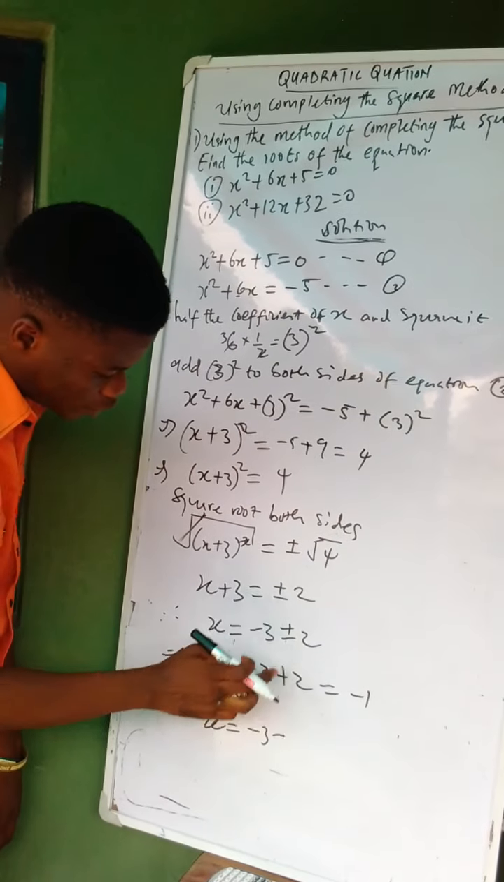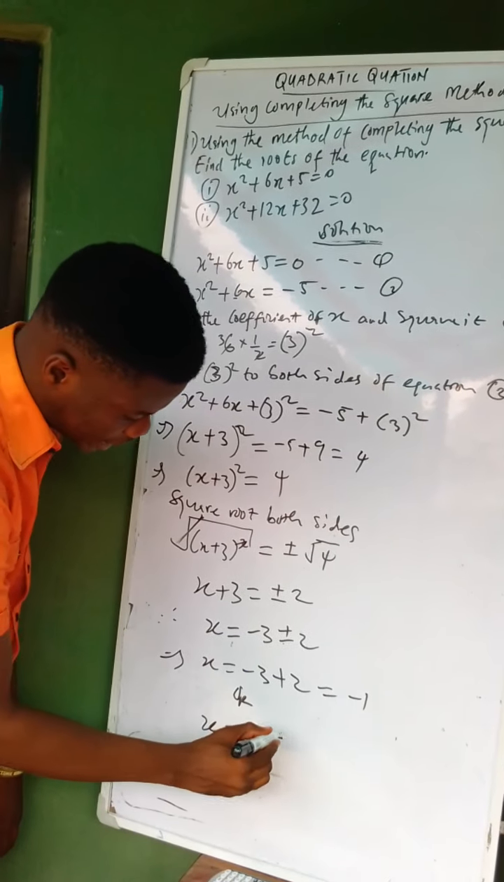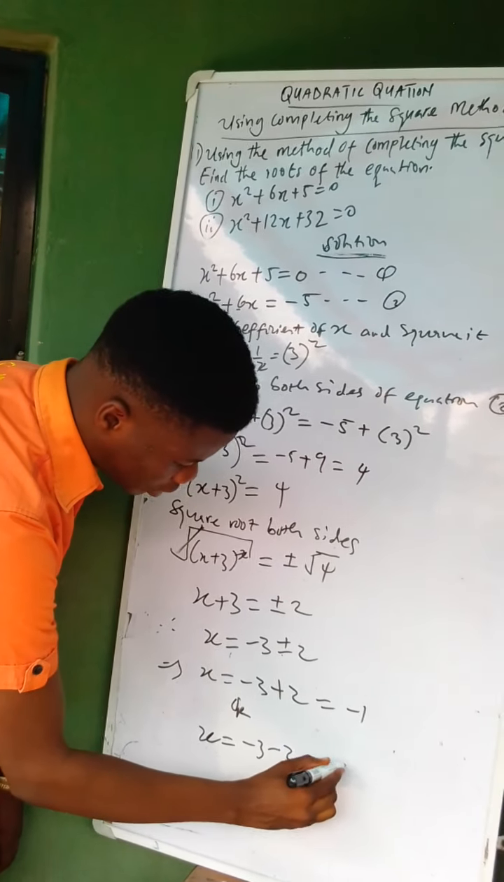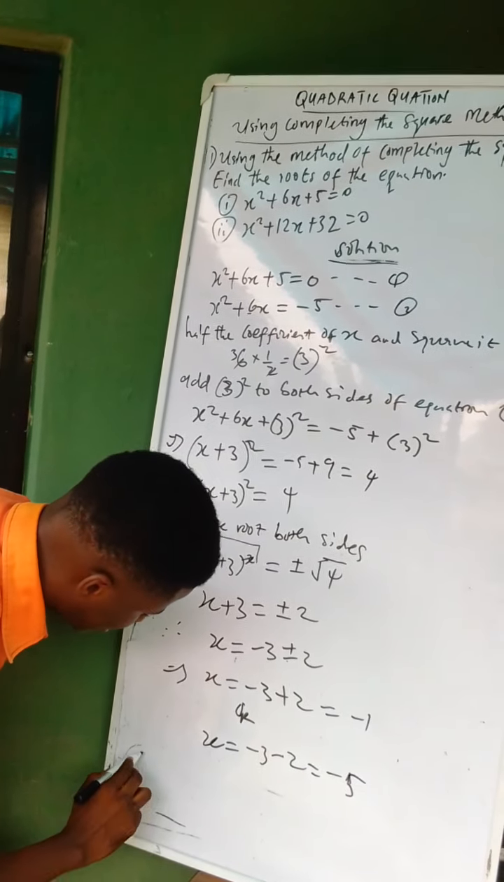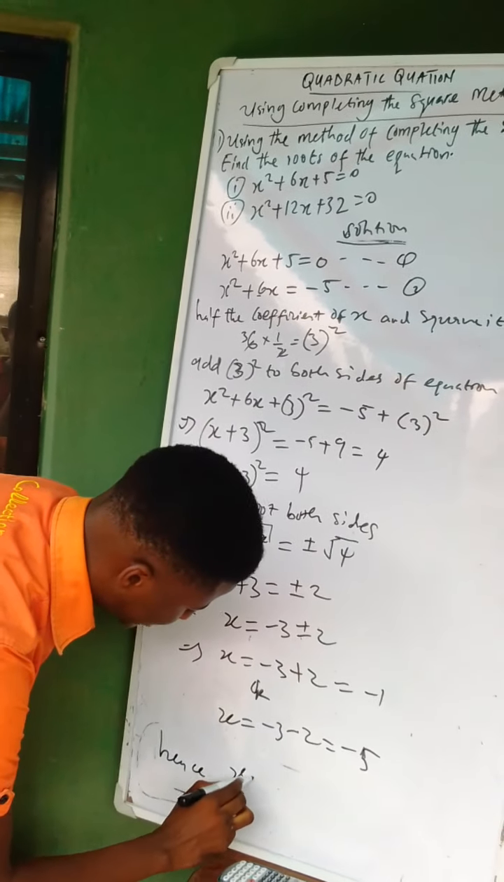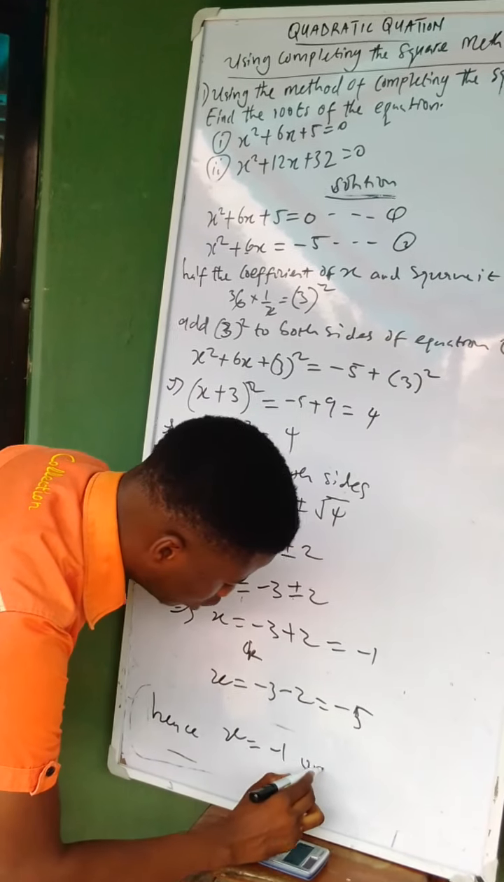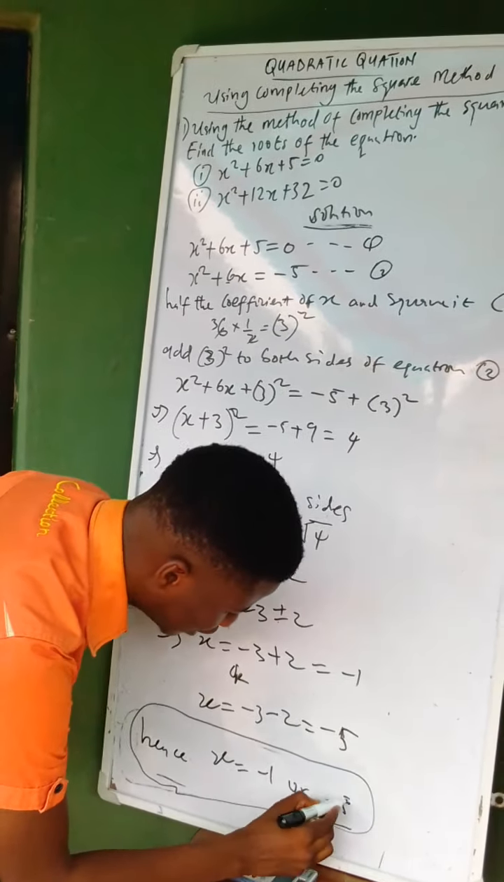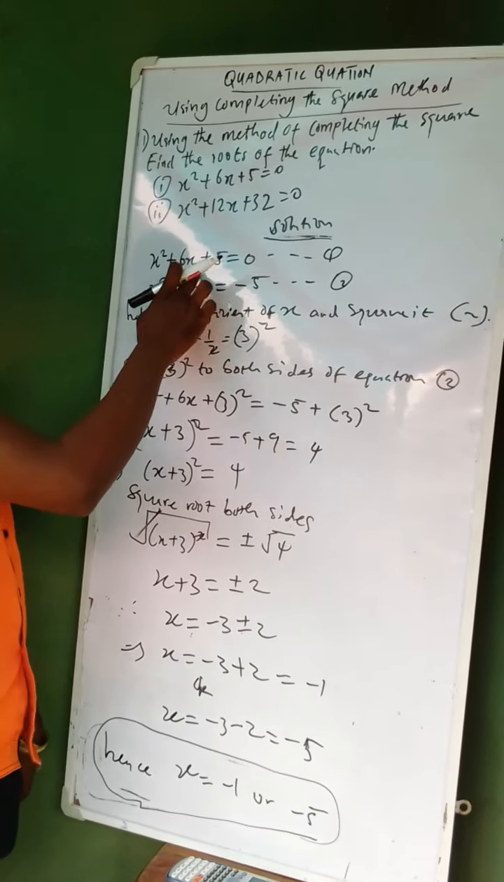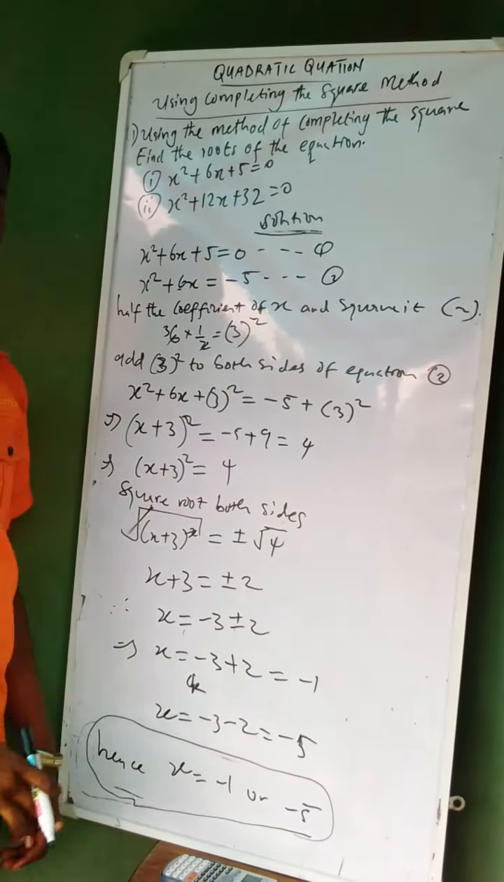So I've taken the positive, now I take the negative 2. This is equals to what? Minus 3 minus 2 will give me minus 5. Hence, x is equals to minus 1 or minus 5. This is the root of the equation. So that is a very simple approach.